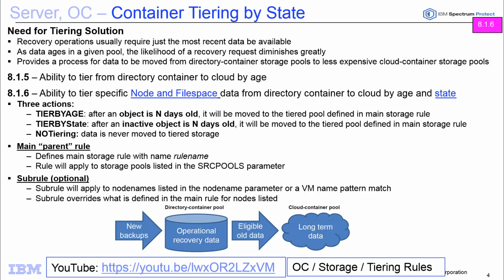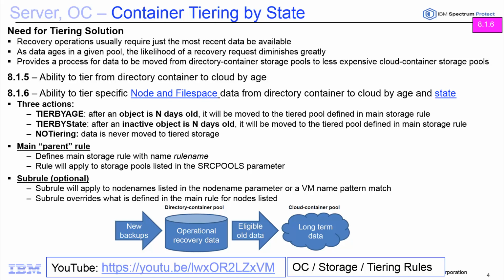The importance of this is you can now build rules to specifically target the type of data that's in those directory container pools, whether it's backup and archive, virtual machine, or database backups, and then choose whether you want to tier them by age, which means after that data has been in the directory container for a specific number of days, move it out. Or whether you only want to tier by state, which says only inactive objects which have been in there for a specific number of days can be moved out to long-term storage.